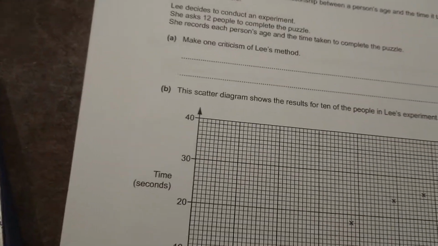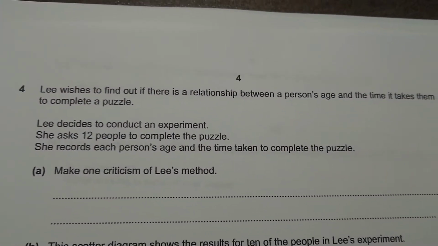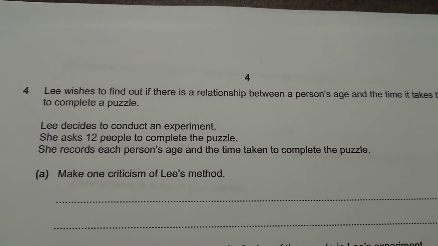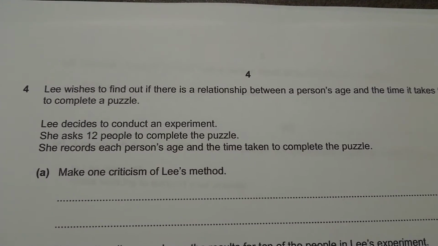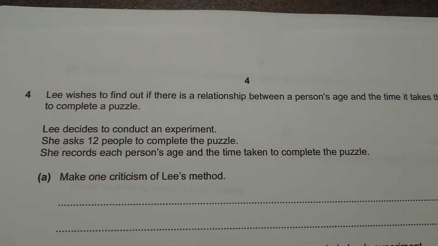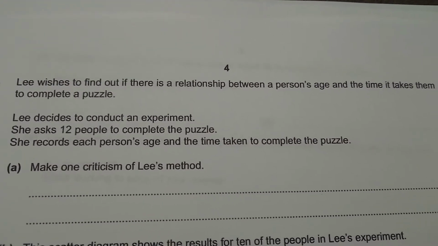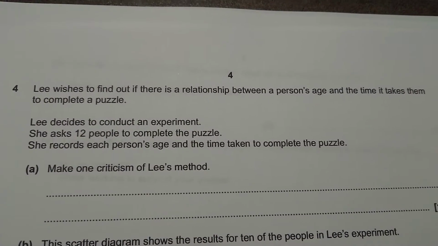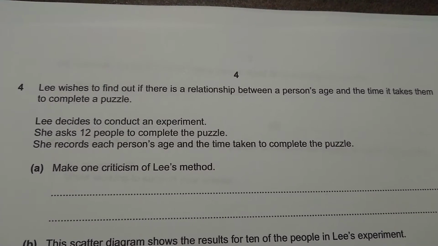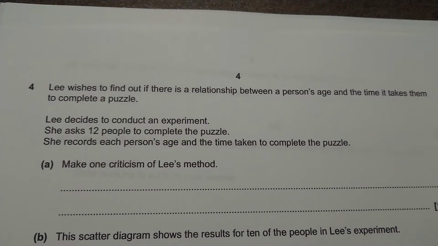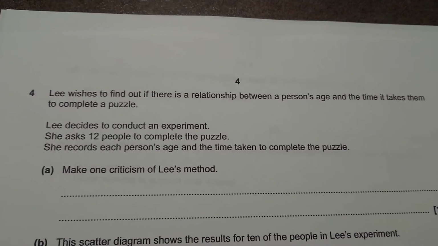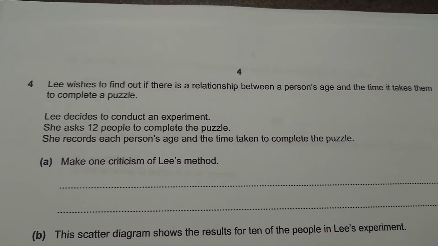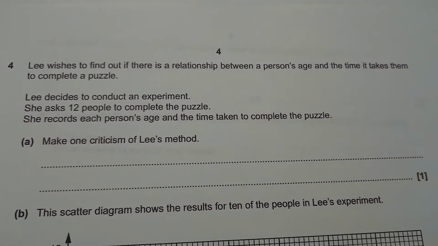Right, question 4. So make sure that you have read this, and you've got to come up with one criticism of Lee's method. So she's asking 12 people to complete the puzzle, and she's trying to find out if there's a relationship between their age and the time it takes them. So the main and probably most obvious criticism of that is that if she's only asking 12 people, it's not really very many. So I would say the main criticism is that she would need to ask more people than 12, or she's only asking 12 people, so that's not going to be a very good sample.